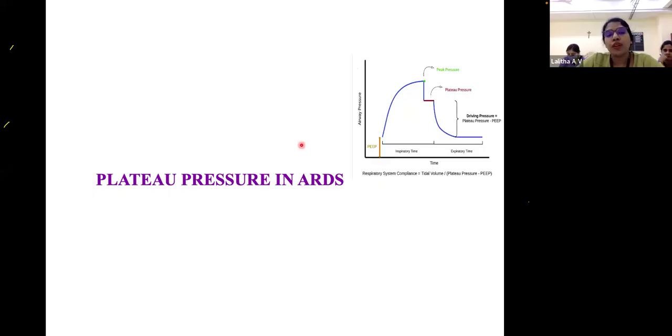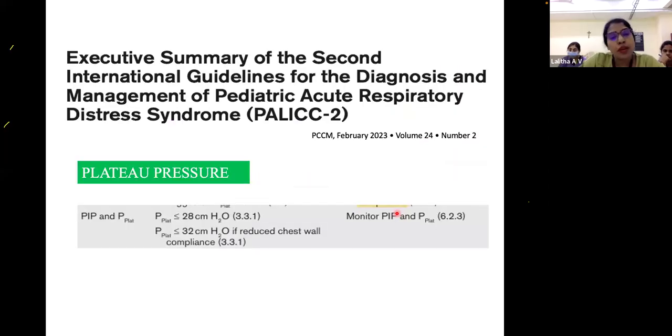Plateau pressure becomes very, very important when you are ventilating an ARDS patient, because one needs to monitor the plateau pressure. How much? Once you do this inspiratory hold on volume control ventilation, you will get that number as P plat. So how much do we have to keep it? It should be less than 28 centimeters of water. Okay, remember that. But if you are dealing with a nephrotic syndrome or chest wall rigidity, in such patients you can go up with your plateau pressure up to 32. But more or less in all patients with ARDS, one has to monitor the plateau pressure and keep it less than 28 centimeters of water.